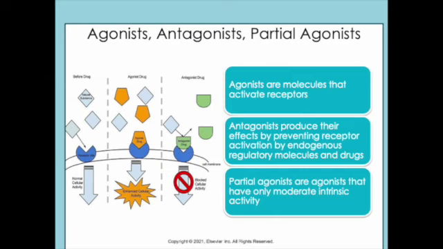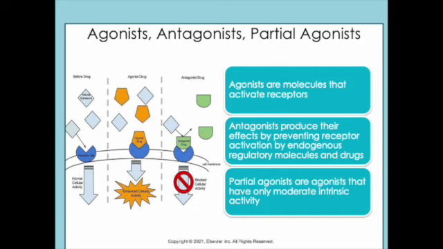Let's talk about antagonists. These produce their effects by preventing receptor activation by endogenous regulatory molecules and drugs. Antagonists have virtually no effect of their own on the receptor function. Again, in terms of the modified occupancy theory, an antagonist is a drug with affinity for the receptor but no intrinsic activity. Affinity allows the antagonist to bind to that receptor, but because there's a lack of intrinsic activity, it prevents the bound antagonist from causing any activation within that receptor.